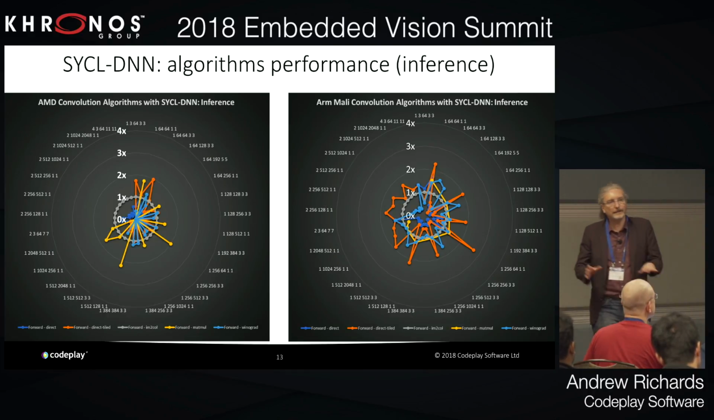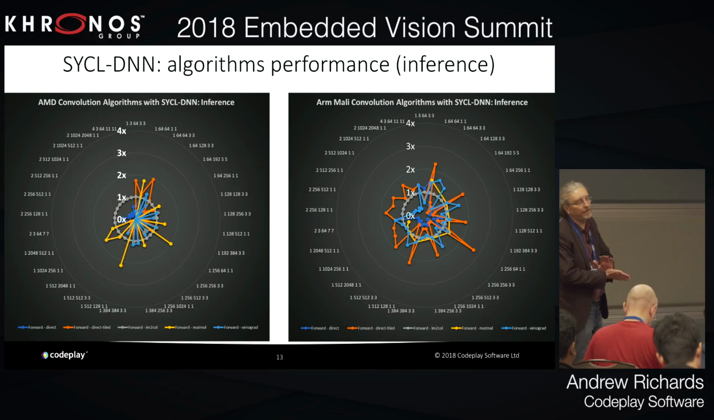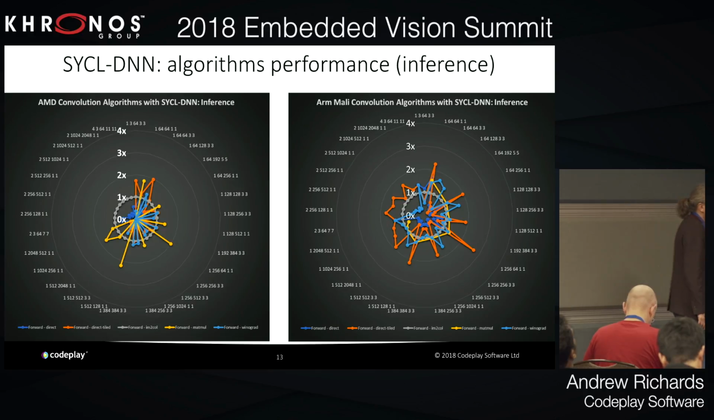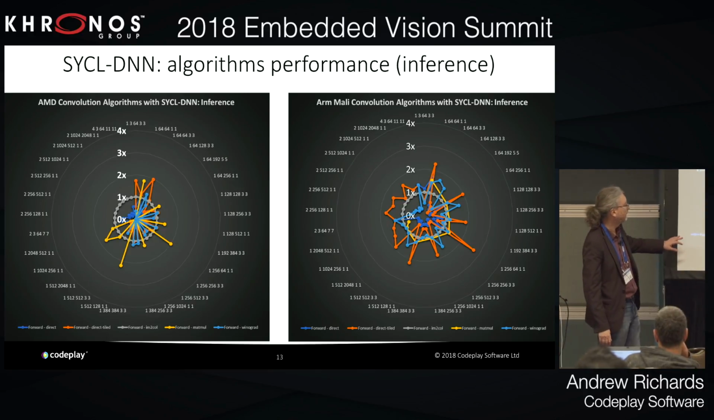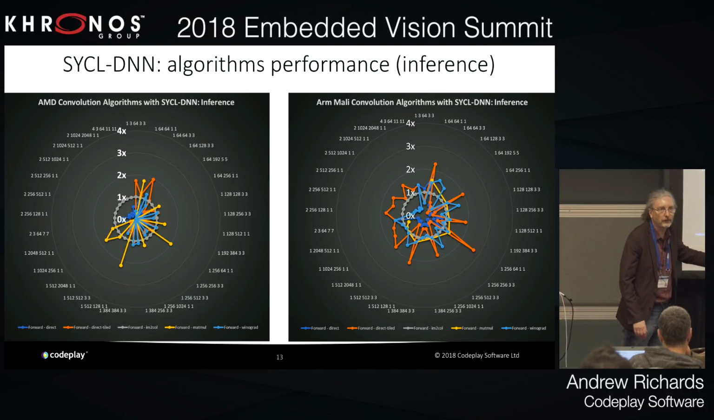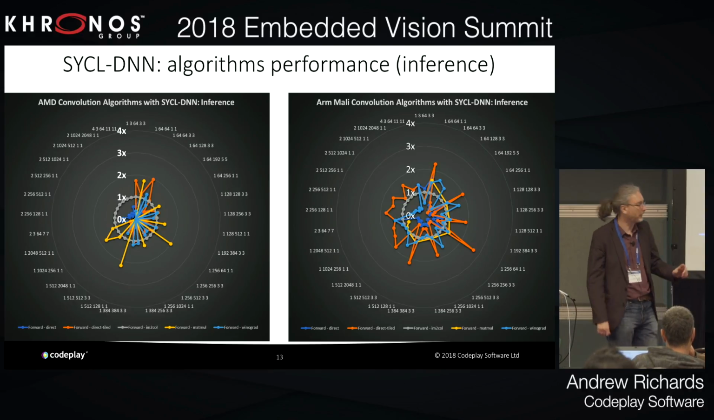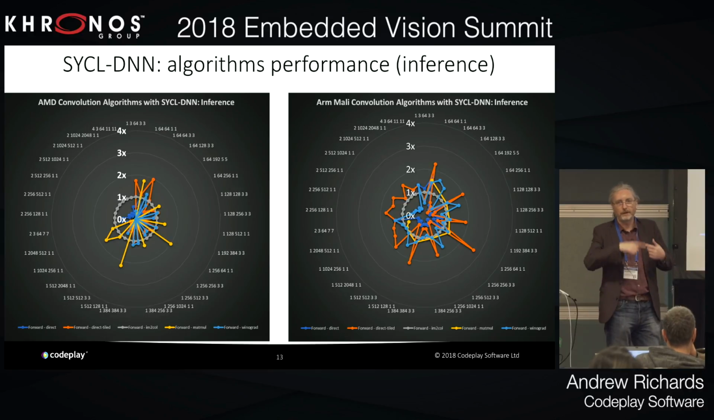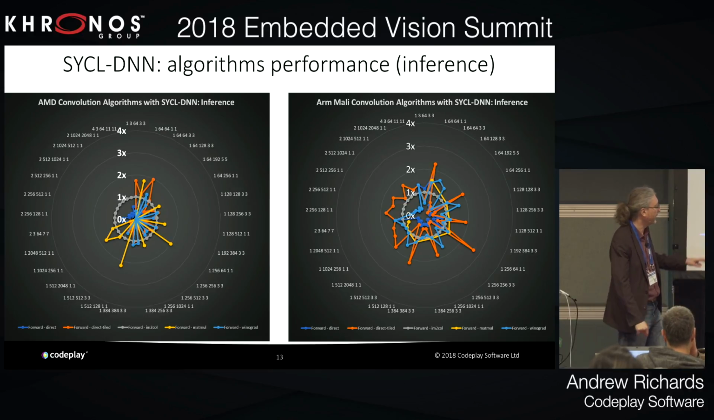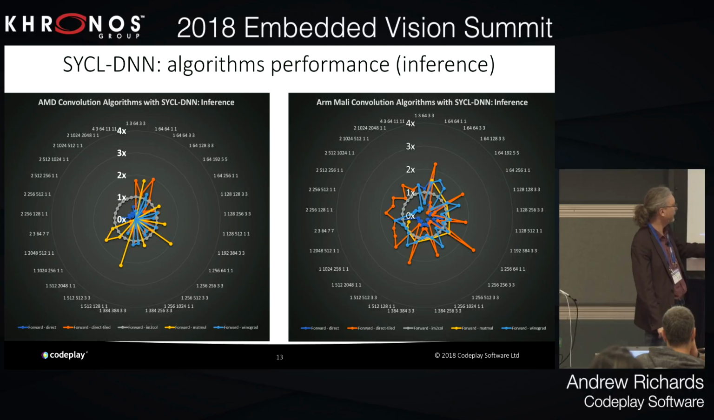So these are some numbers that we've got for SYCL DNN, which will be open. It's not currently open source. It's going to be open source very soon. What we're showing here is 5 different algorithms for convolutions. So these are standard algorithms. So these are forward convolutions, so you use these in inference. And we've got direct, which is just trivial. It's just a for loop over the neighboring pixels or tensor elements.